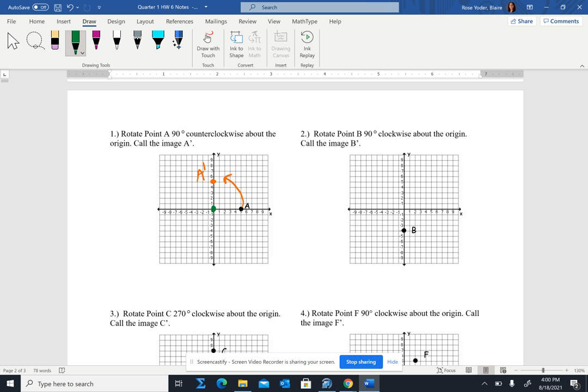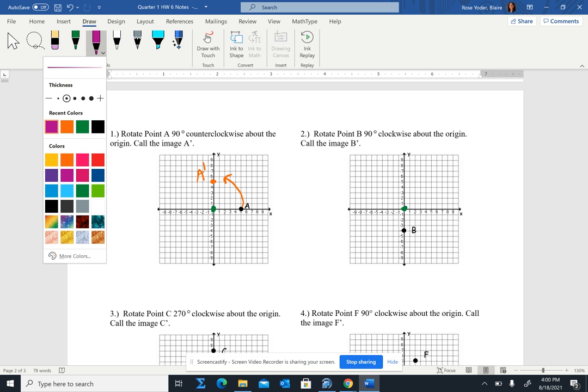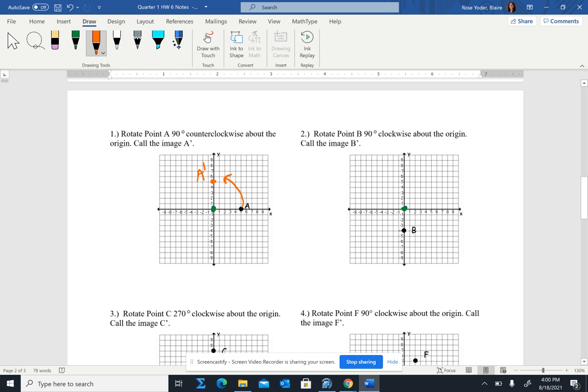Let's try point B. What is the center of rotation this time? It's the origin again. This time, though, we're going to rotate B 90 degrees clockwise. So the direction that a clock goes. But we're going to do the same idea. So point B is 4 down on the y-axis. So we're going to go 4 over on the x-axis and call that new image B prime. And in order to check and make sure that that looks right, I'm going to look for my 90-degree angle that I get from B to the center of rotation to B prime.